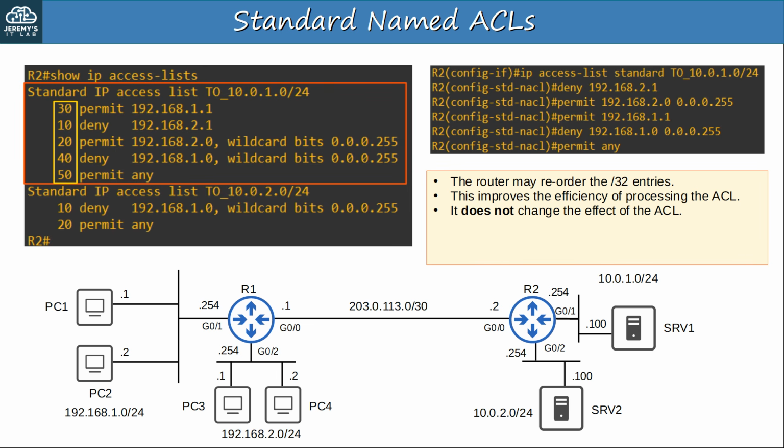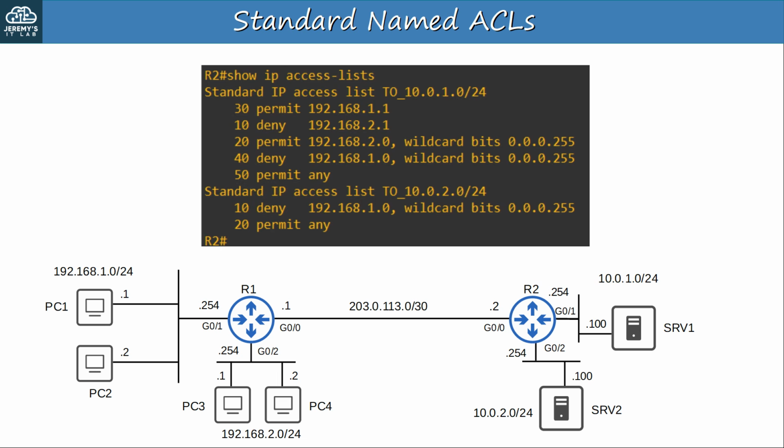So, it makes sense for the router to change the order if it helps the router process it more efficiently without affecting the outcome. Note that this is done for both standard named and standard numbered ACLs. It just didn't apply to the simpler examples I showed for standard numbered ACLs. Also, note that I checked in Packet Tracer, and Packet Tracer does not do this. It will simply display the entries in order of sequence number, as you would expect.